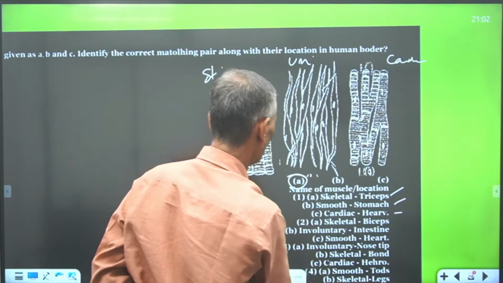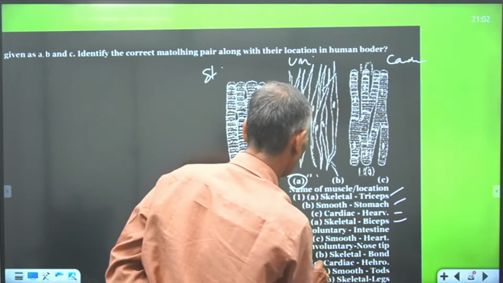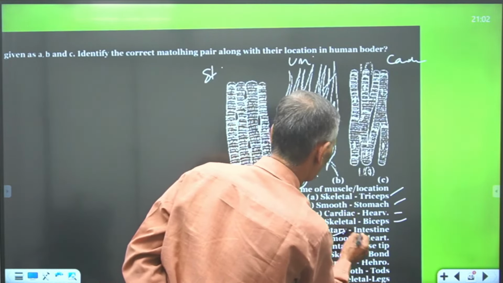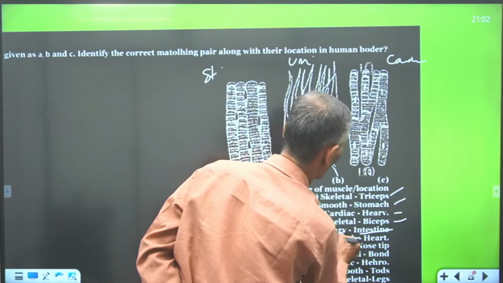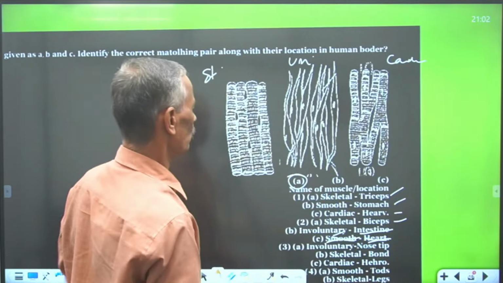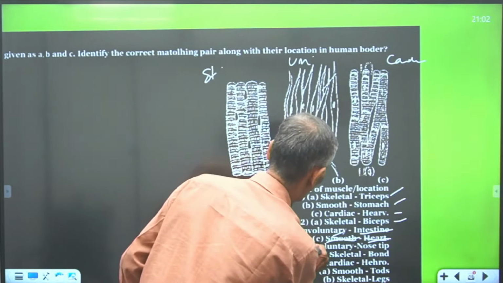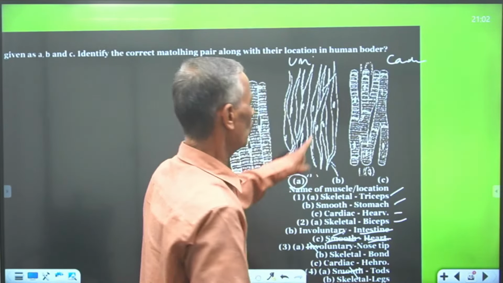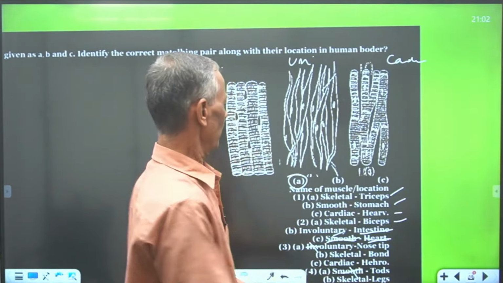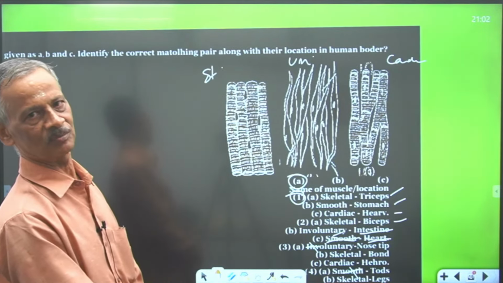Then this is the answer. You go for option 2. A, skeletal, biceps, that is correct. 2, involuntary, intestine, that is correct. 3, C, smooth. No, this is not smooth. So you cannot take this one. 3, involuntary, A, no. 4, A, smooth, no. So we eliminated all others, and so the first one alone is the correct answer.